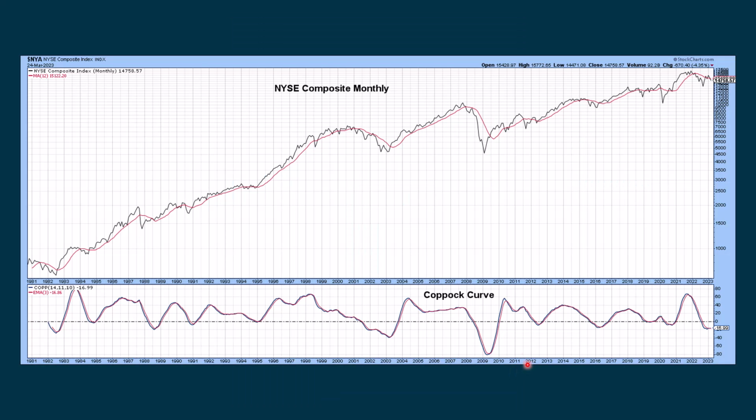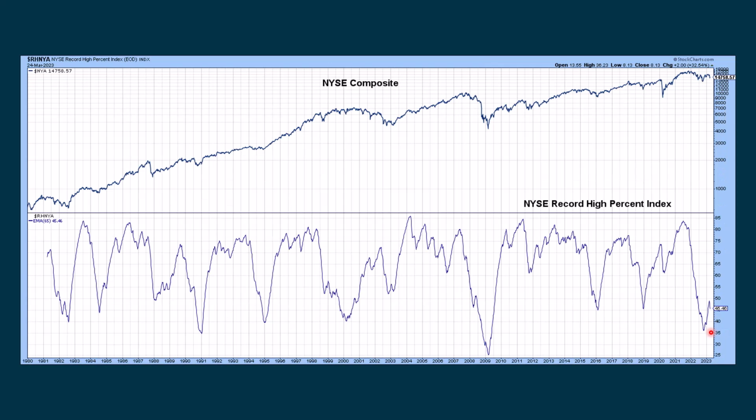Then some long-term charts. Here's the monthly chart of the NYSE. We're breaking down below this moving average. If you look at the bottom, the Coppock curve could be bottoming and possibly starting to turn up. Here's another chart of the NYSE looking at the NYSE record high percent index. This had been going up, but now it's starting to come back down.